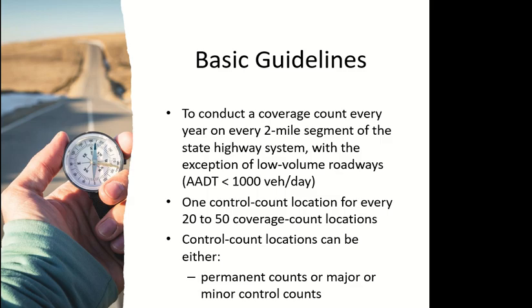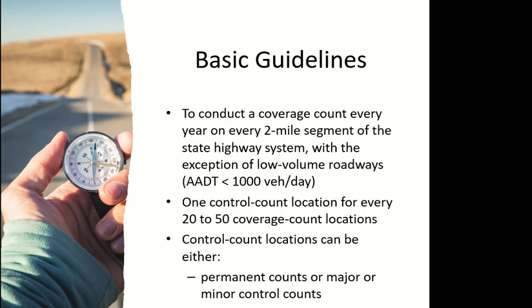Now, another difference between limited network and statewide program. Limited network has only one type of control, the full count. But a statewide program has 3 types of control counts. You can have permanent, major, minor. Permanent means you have a permanent detector installed there and that collects data 24/7. So we have data collection from 1st January till 31st December continuously, no gap. That is called permanent control count.